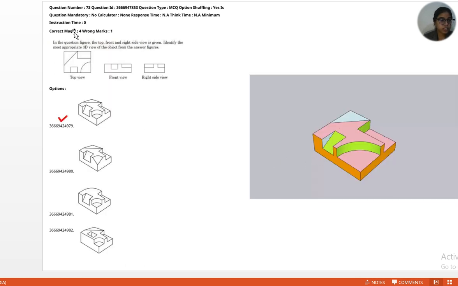So the next question is, in the question figure, the top, front and right side view is given. This is your top, this is your front and this is your right side view. Identify the most appropriate 3D view of the object from the answer figure. Now you are given the top, front and the right side, and what you have to do is identify the correct 3D figure.